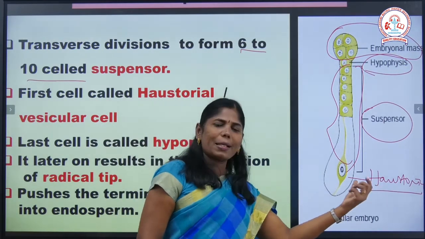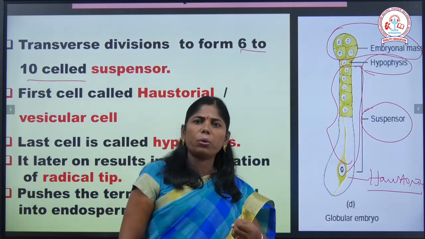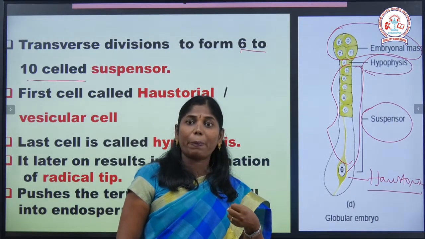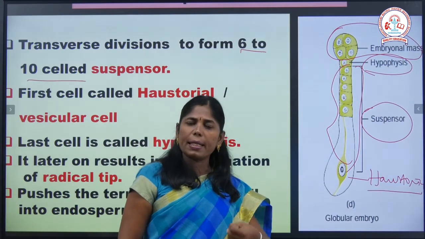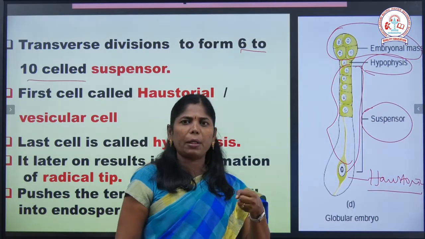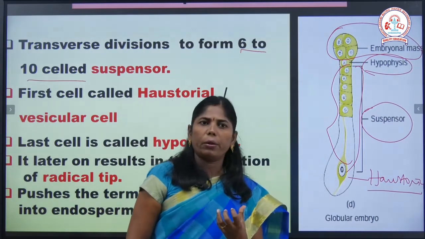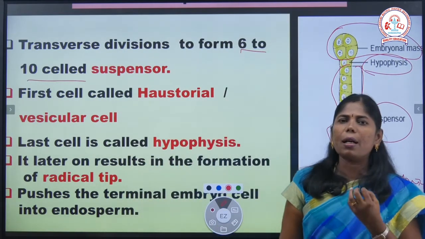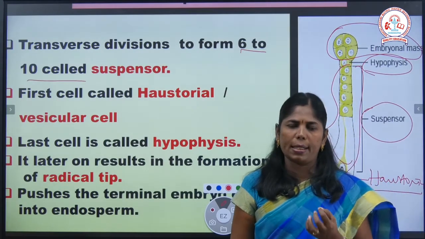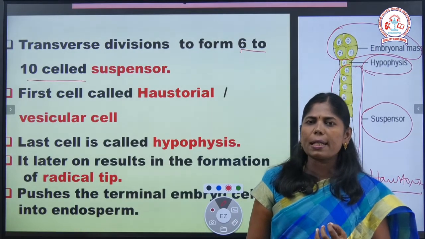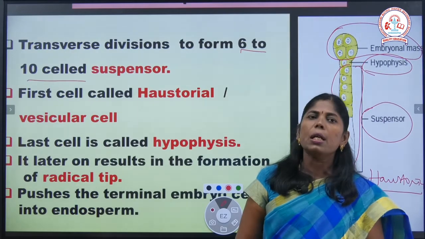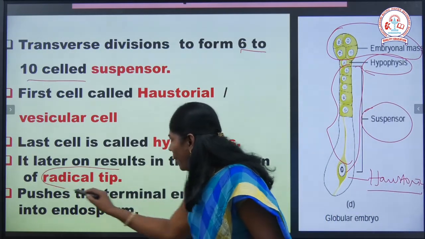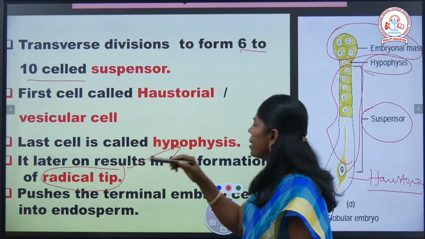What is the haustoria? Haustoria is a type of tissue that sucks food material from the host plant, as we studied in parasitic plants. Parasites suck from the host with the help of the haustoria. So the first cell is called the haustorial or vesicular cell. The last cell is considered the hypophysis, and it has another important function: it undergoes division to form the radicle tip. So the radicle tip comes from the hypophysis.